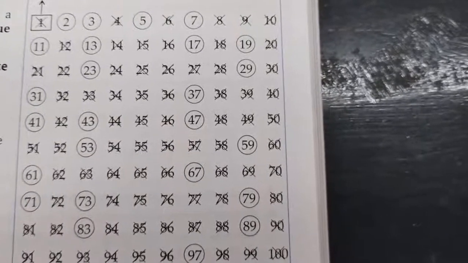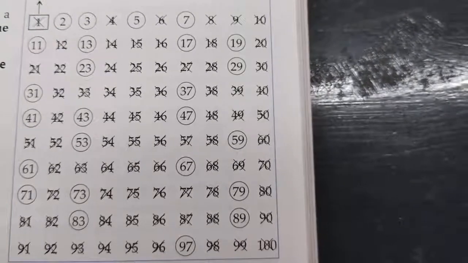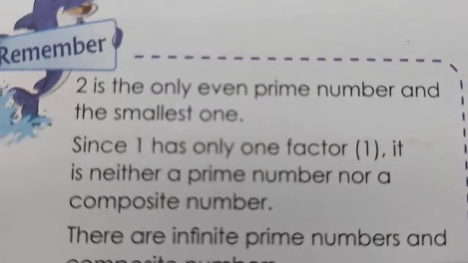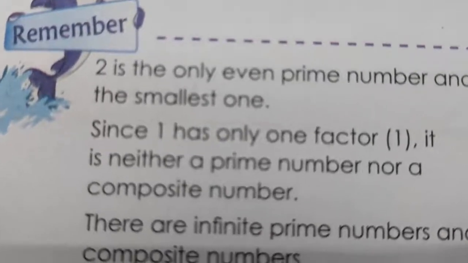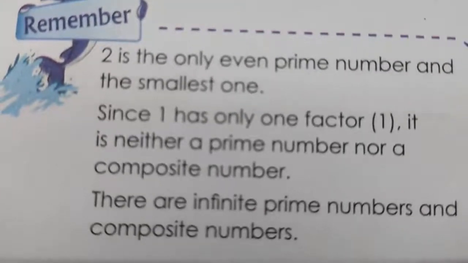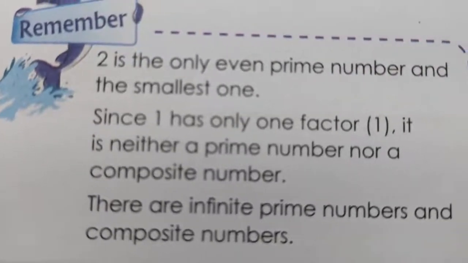So 1 is the unique number. 2 is the only even prime number and the smallest one. Since 1 has only one factor, itself, it is neither a prime nor a composite number.